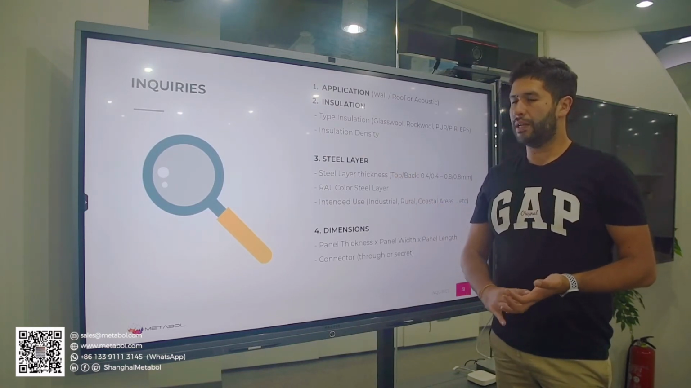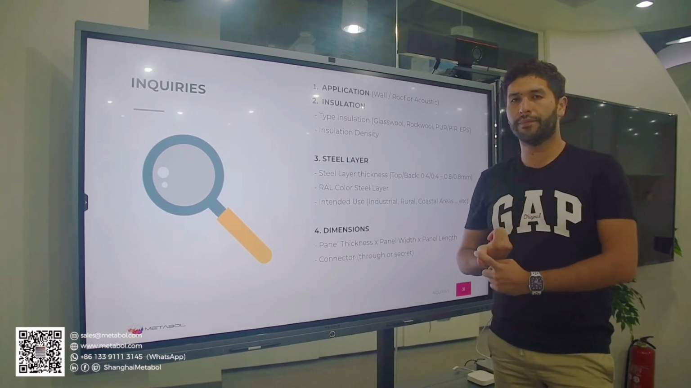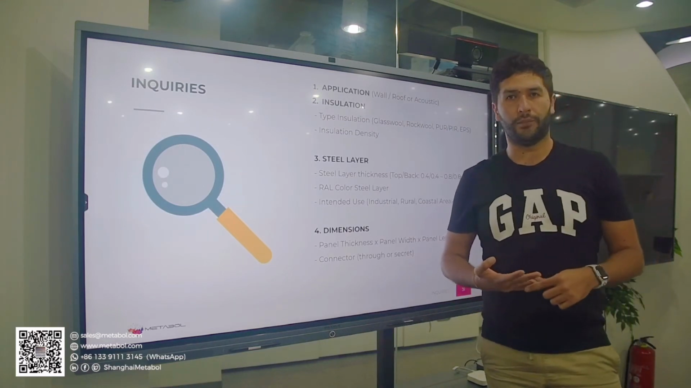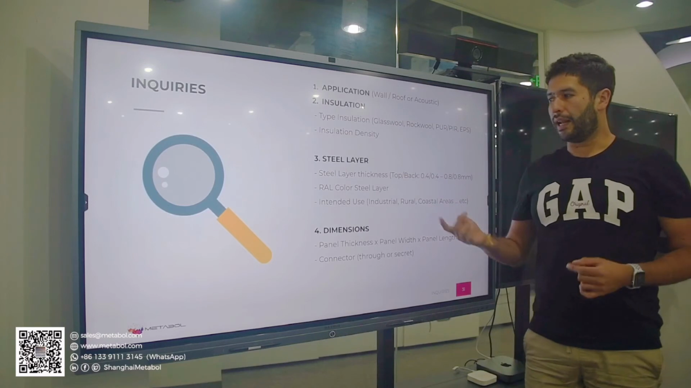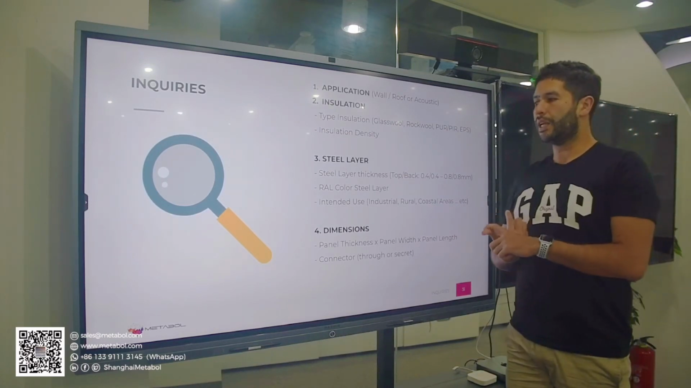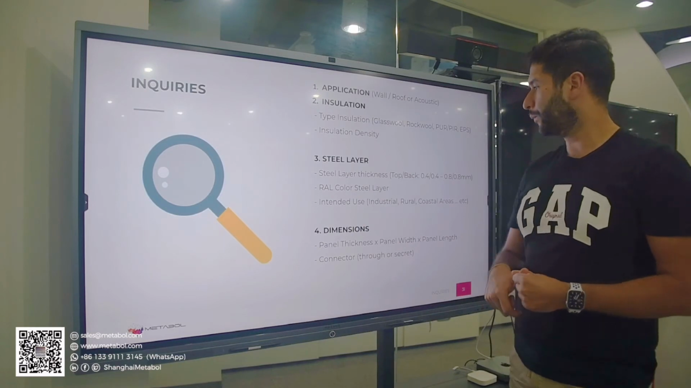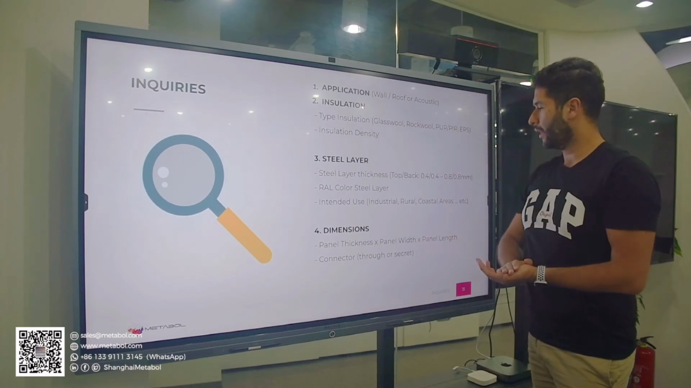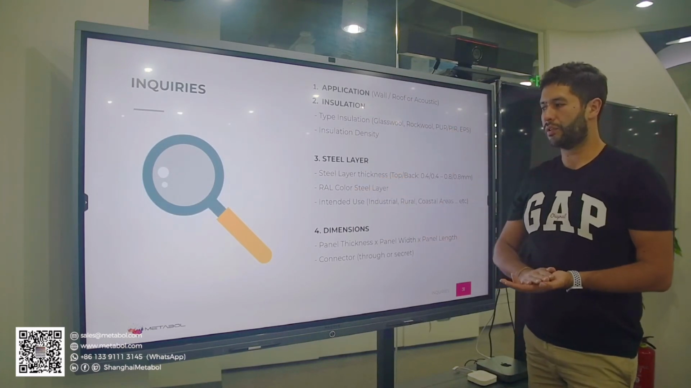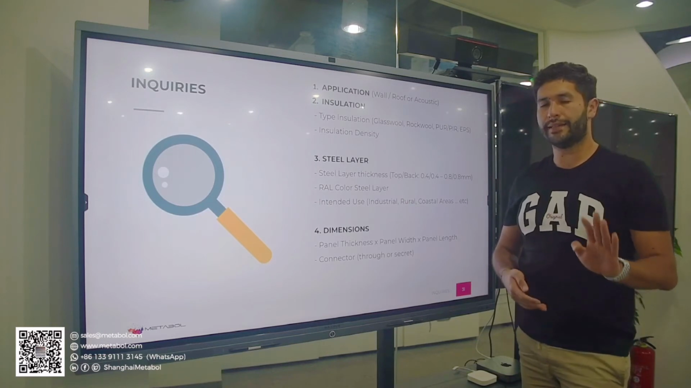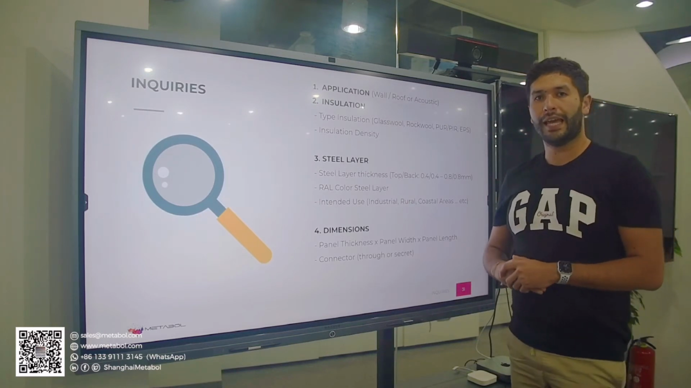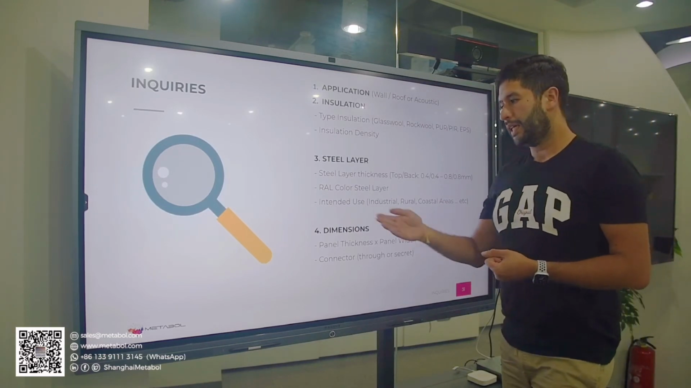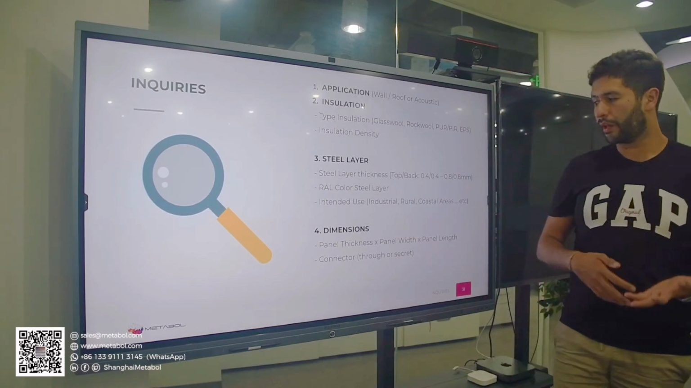Number two, insulation. What kind of insulation do you need? Okay, rock wool, glass wool, PIR, EPS, and the insulation density. Remember the steel layer. About the steel layer, we are going to need the steel layer thickness. Okay, the top and the back of the sandwich panel. Then the raw color steel layer. Usually, as I told you before, it's just one standard, and depending on flexibility, it's possible to deliver other types. Intended use: industrial, rural, coastal areas.